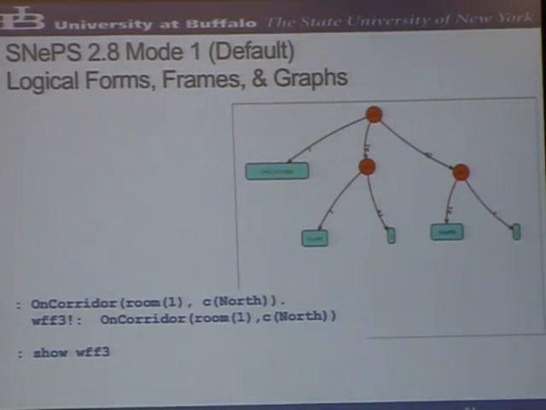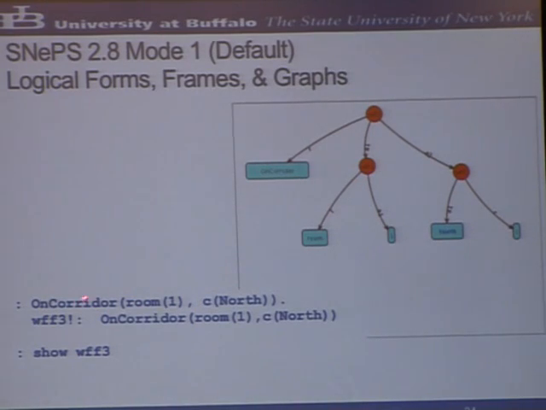Now, I said 2 days ago that SNePS was simultaneously a logic-based system, an assertional frame-based system, and a propositional graph-based system. So here's two of those parts. We've implemented three what we call modes in interacting with SNePS. So this is a picture of mode 1, which is the default. So here's a logic-based view. The proposition that room 1 is on the corridor C north, and this is the SNePS prompt, which is the way I'll be interacting with the agent for this talk. And the period means assert this in the knowledge base, or the agent should believe this.